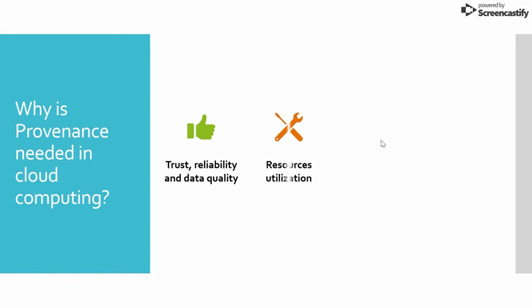Then comes resource utilization. In cloud, provenance data can be used to utilize the existing running resources by allocating a copy of running resource. This will be achieved by comparing a new request to the already running resources, and this information is available in provenance data.